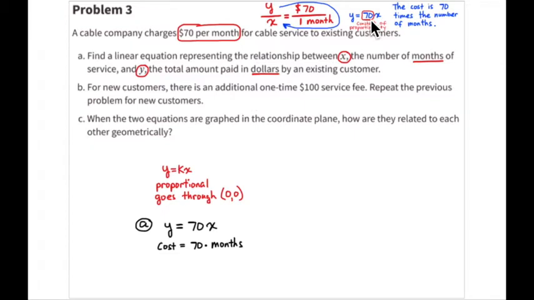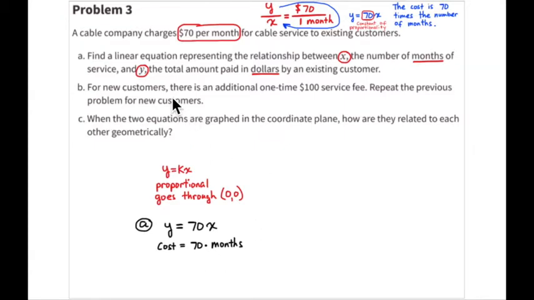So y equals 70x, or 70 times x. And 70 is the constant of proportionality. That's the part that's repeating every time. It's whatever number of months it is times 70. So the cost is 70 times the number of months. So there's the equation, y equals 70x down here as well. So remember, that's y equals kx. That's a proportional relationship. It goes through 0, 0. So y is equal to 70x, or the cost is equal to 70 times the number of months.